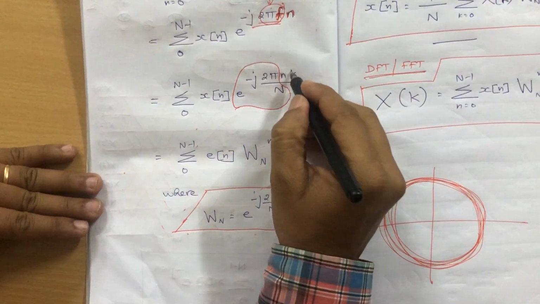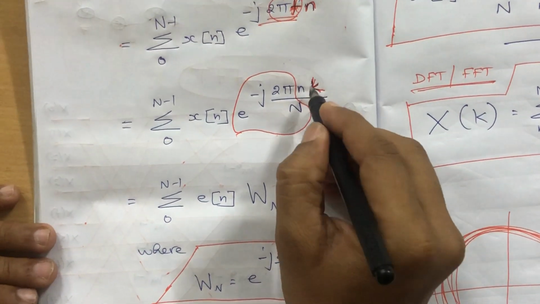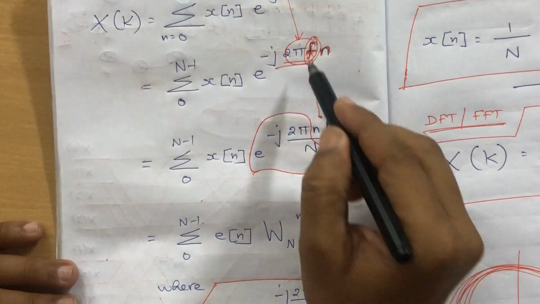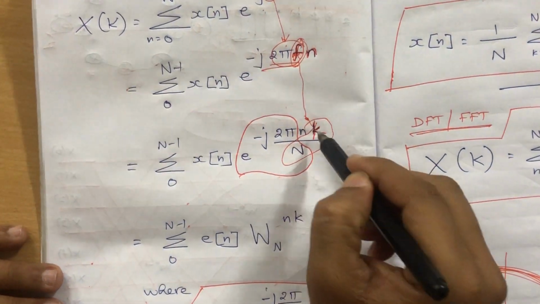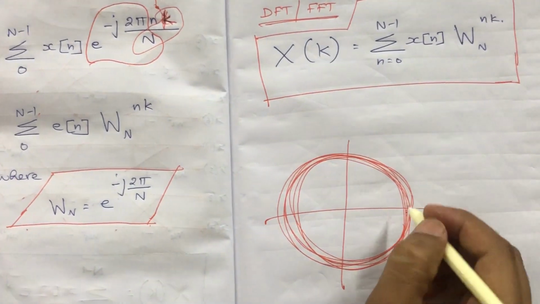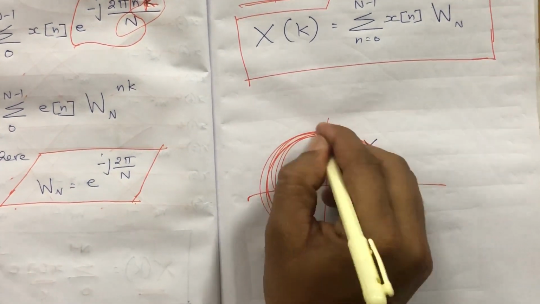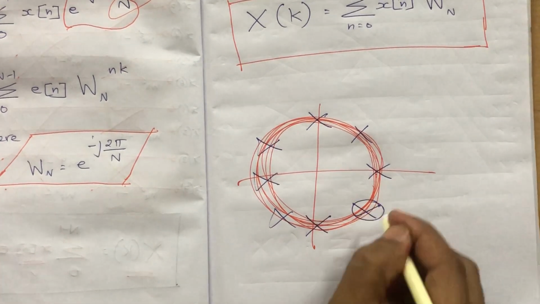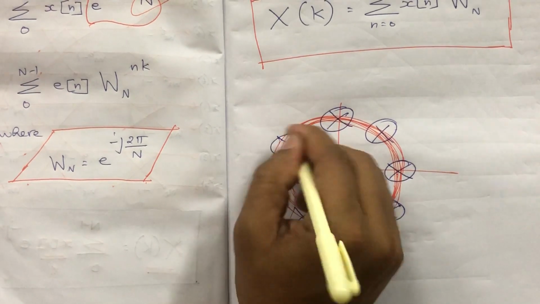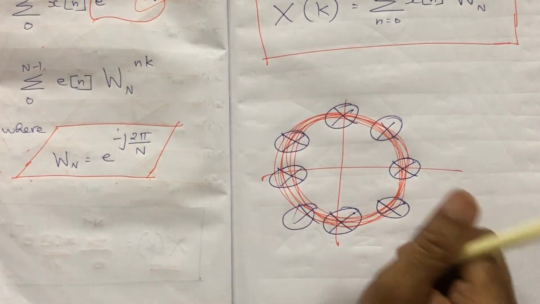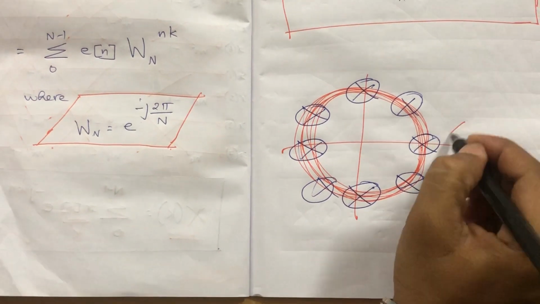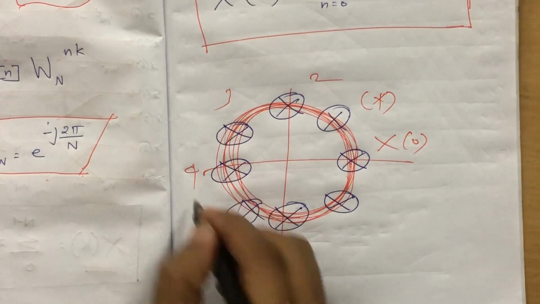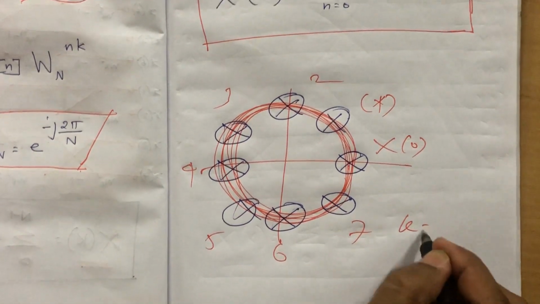How many samples? K samples. So this f is continuous and we are going to take k samples. The samples are 1, 2, 3, 4, 5, 6, 7, 8. We are going to take 8 samples in this continuous periodic frequency domain. So when you take samples, this will become X of 0, X of 1, X of 2, 3, 4, 5, 6, 7, this is k.